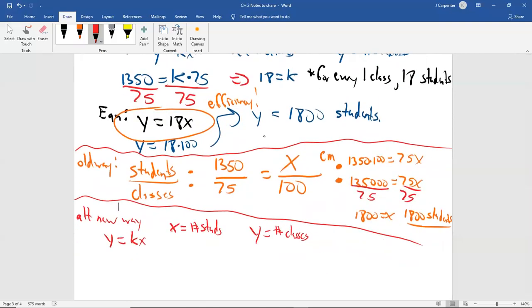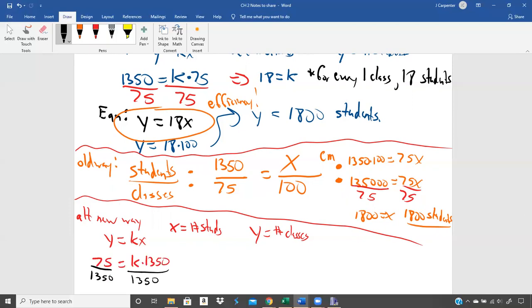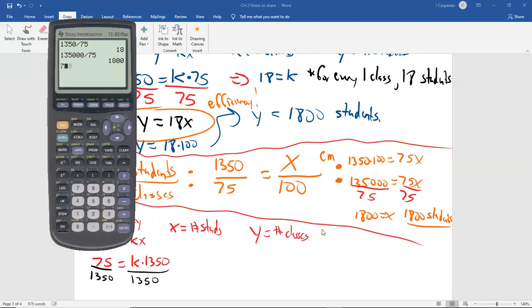Okay, so we said when there was 75 courses, there were 1,350 students. So 75 courses, that's now the y, so the 75 goes on the left. The k times the 1,350 is now on the right. So you're going to divide both sides by 1,350 to solve for the k here. Now, when you do that, you're going to get some ugly decimal value, probably, right? Let's see what we get. 75 divided by 1,350. We get 0.0555.